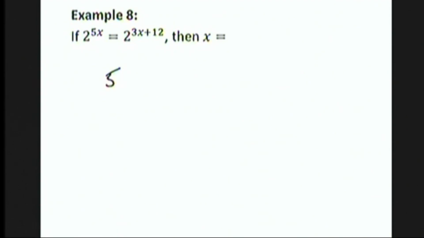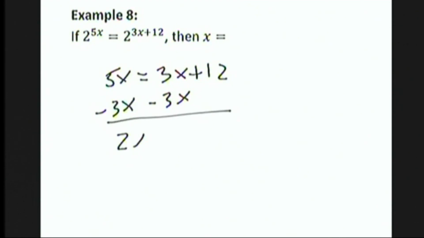So we have 5x equals 3x plus 12. And now we just have to solve this simple algebraic equation. Let's subtract 3x from each side to get 2x equals 12. And finally divide by 2 to get x equals 6.